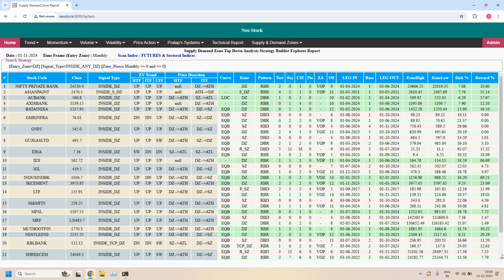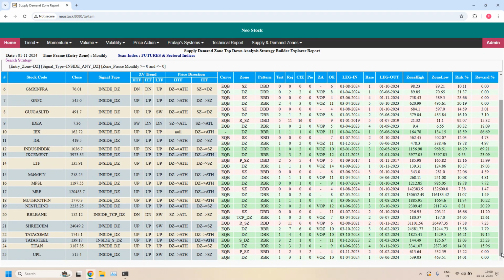these are the first 21 stocks where price closed inside the monthly demand zone. Scrolling the list down. So total 25 stocks are filtered.